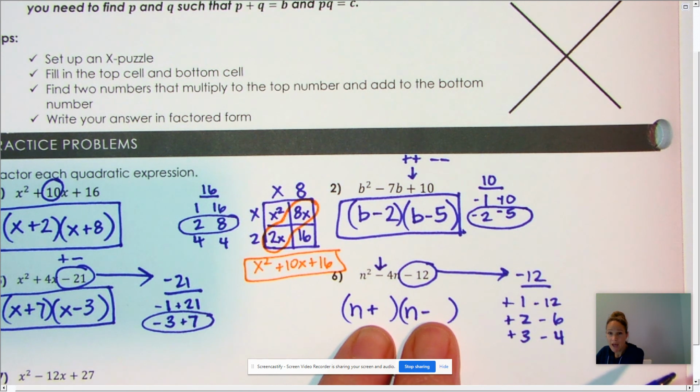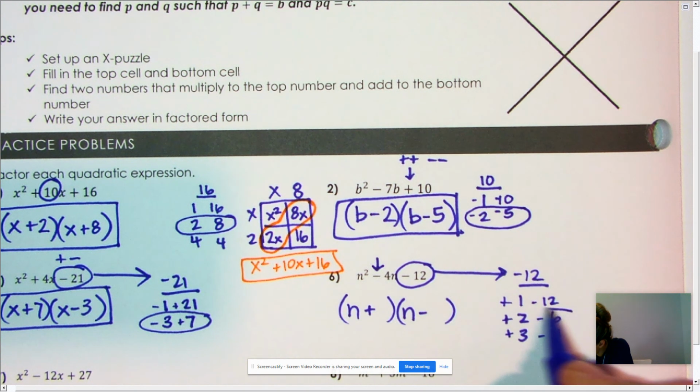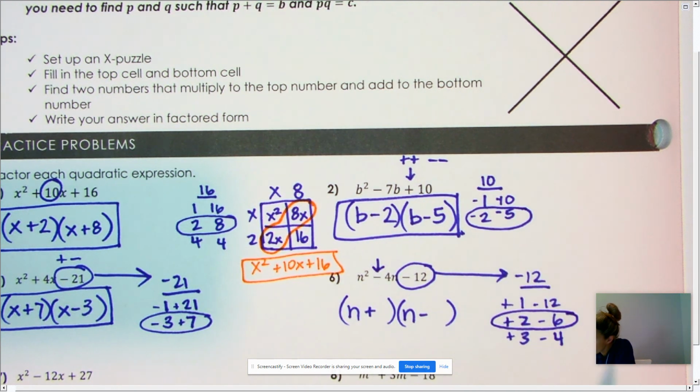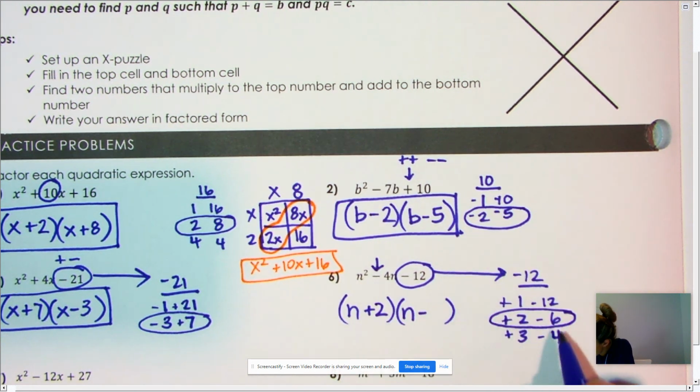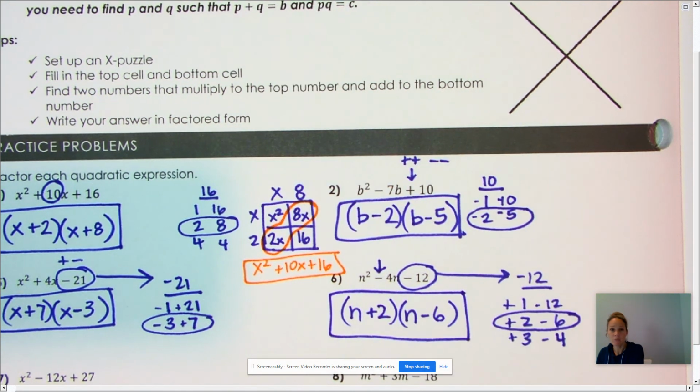So now I'm going to say, how do I get a negative 4? Well, this one gives me negative 11. That one gives me negative 4. So I'm going to put a 2 by the plus and a 6 by the minus, and I'm done. Okay, problem number 7. Lots of problems.